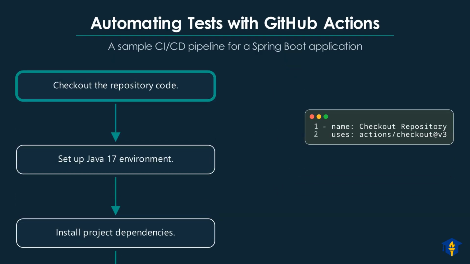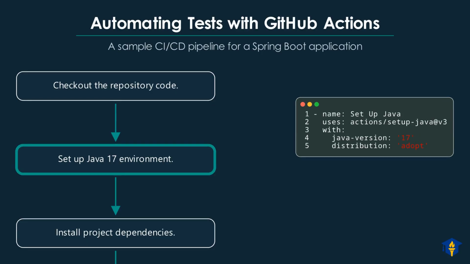The first crucial step in our pipeline is to get the project code. This action efficiently checks out your repository code, making it available for subsequent steps. Next, we need to correctly configure our development environment for Java. This step sets up the Java 17 environment, ensuring compatibility for our Spring Boot application.